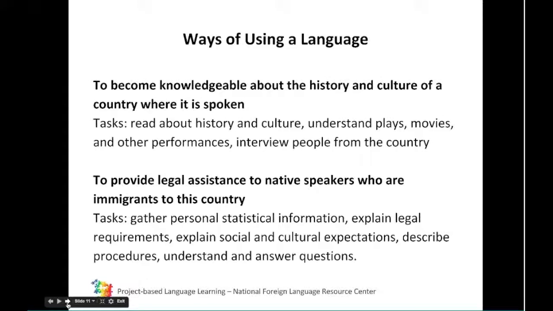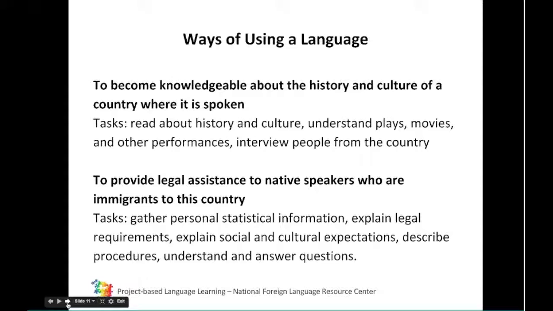In the ways of using the language, they have to become knowledgeable about the history and the culture of the country where it is spoken. So the task would be to read about the history and the culture, to understand the plays and the context and the history, movies and other performances, interview people from the country, and provide legal assistance to native speakers who are immigrants to this country.